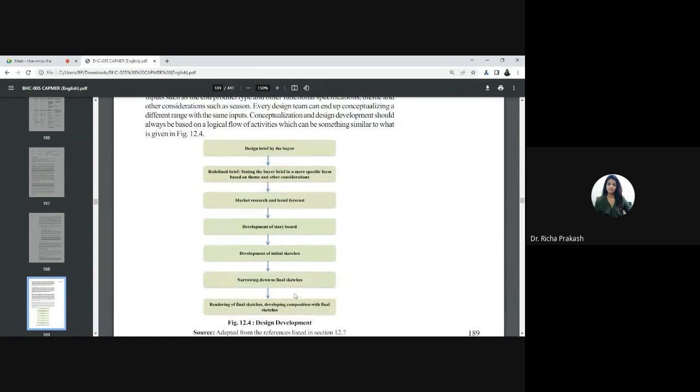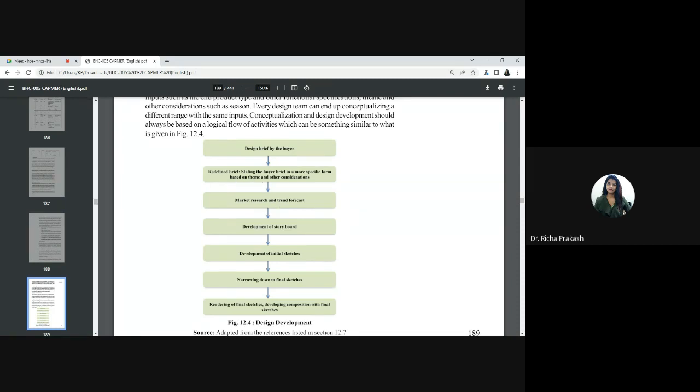तो design development होता कैसे है? सबसे पहले क्या होता है कि design brief by the buyer. Now for example, if I am giving an order to one of you, the first thing is that I, being the buyer, the purchaser basically, will tell you what my expectations are from you as a manufacturer, and what I am expecting to be in my garment. So design brief में दूंगी, redefined brief, that is stating the buyer brief in more specific form.